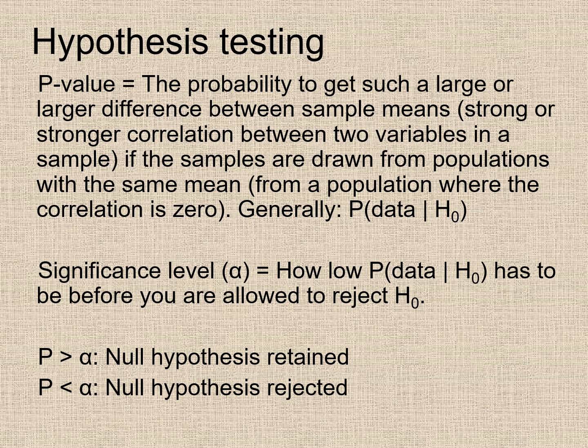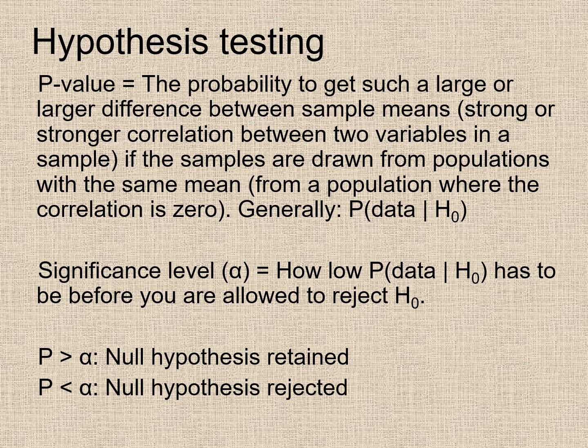So generally speaking, the p-value stands for the probability of getting the data we have, given that the null hypothesis is correct. Or more specifically, the probability of getting these large or larger differences or these strong or stronger correlations, given that the null hypothesis is correct. So this is the p-value. It's a probability, an estimated probability.